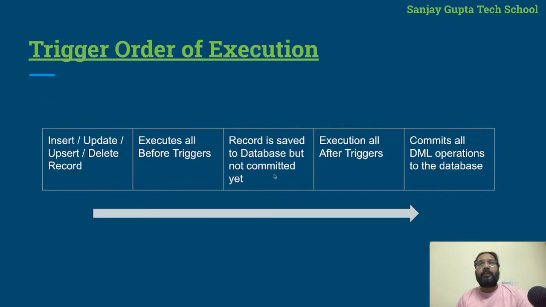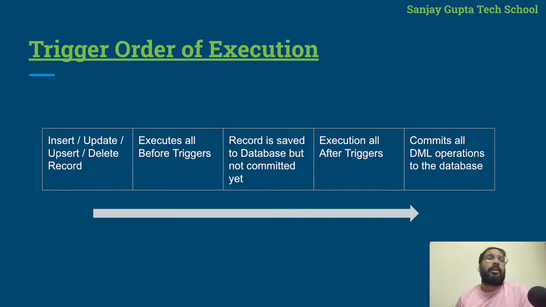Okay, now this is very much important to understand. Just go through whatever is written here in the table so that you can understand the difference between what it means that a record is saved to the database and what it means that a record is committed. So here 5 sections are available.